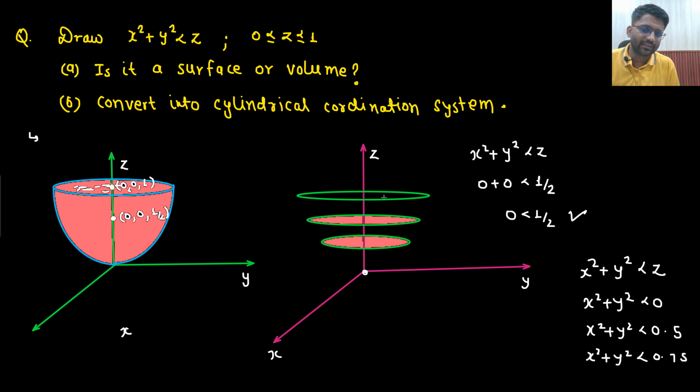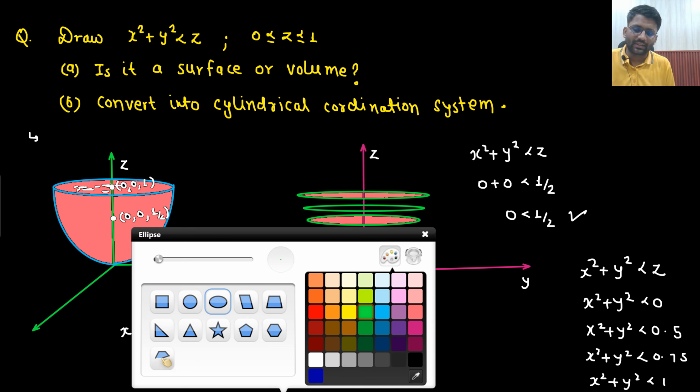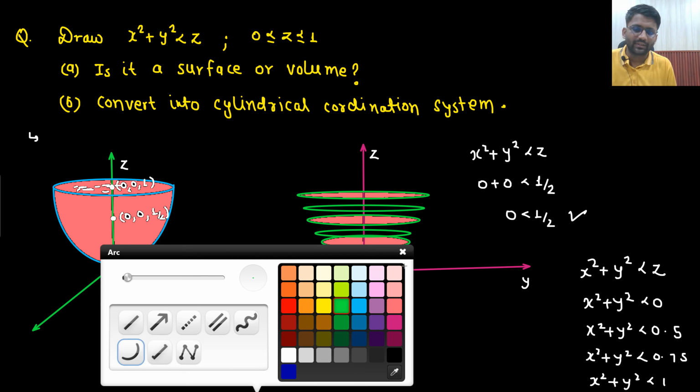Similarly, here as well, x square plus y square less than 1. That means I need to make a circle of x square plus y square equals 1, and then everything inside will be taken. Similarly, there will be a lot of circles like that, and all the circles will be piled up in this manner.